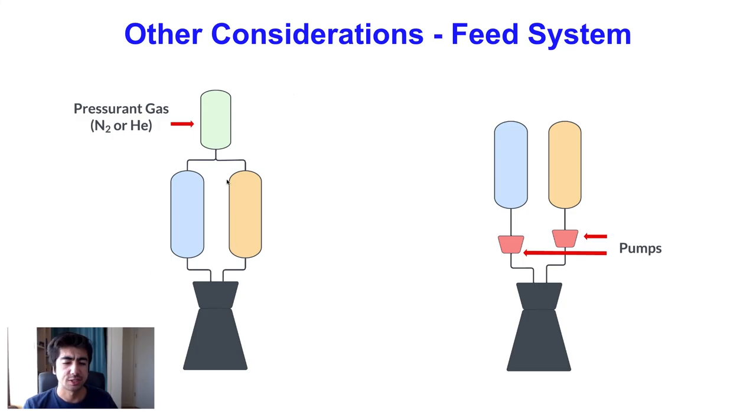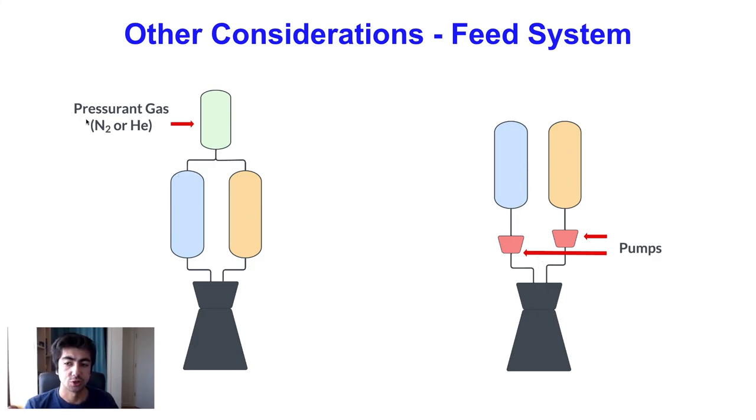And so this is a much simpler implementation than the other option, which is a pump fed system. Here you don't have a third tank with gas, but instead you are increasing the pressure downstream of the tanks with these pumps. There are different approaches to these pumps. You can either spin the pumps electrically with a motor, or you can have some external or secondary combustion chamber that's essentially driving the pumps for the propellants to make their way to the chamber.